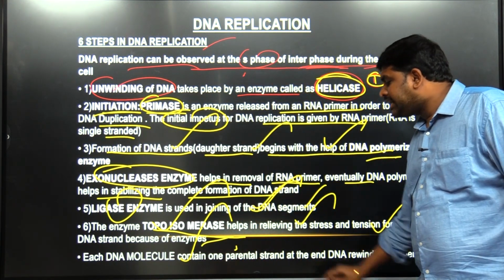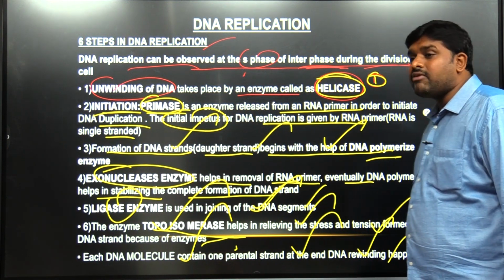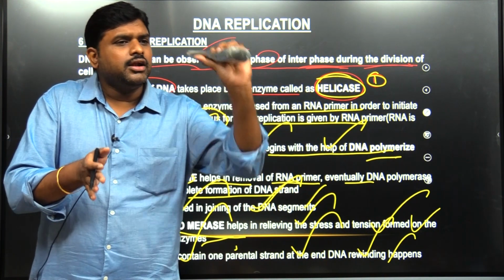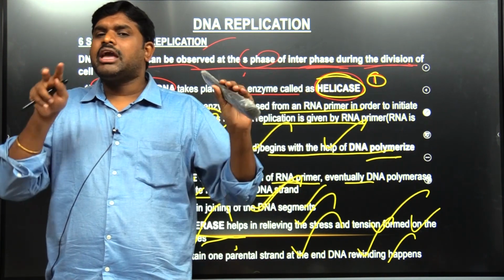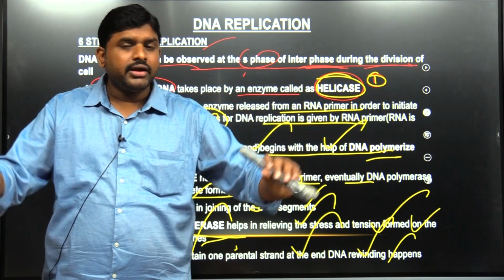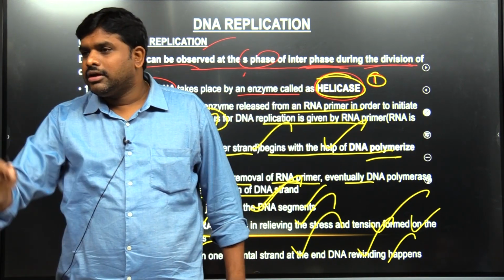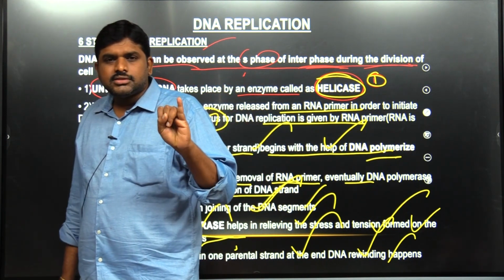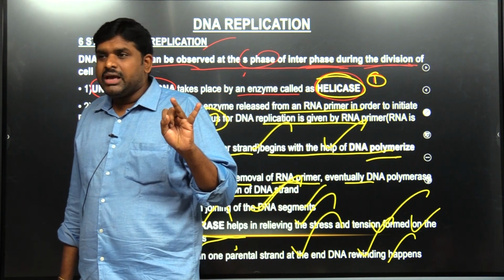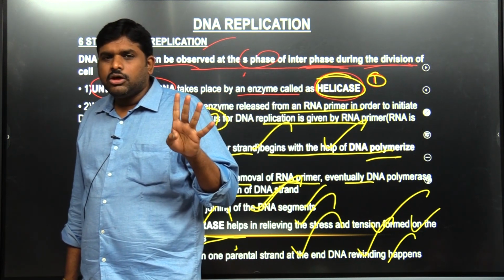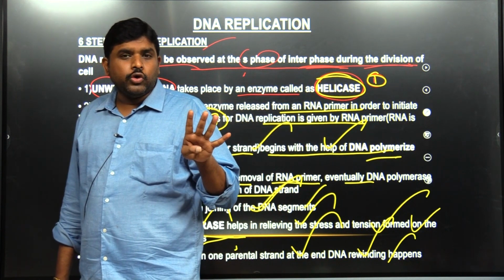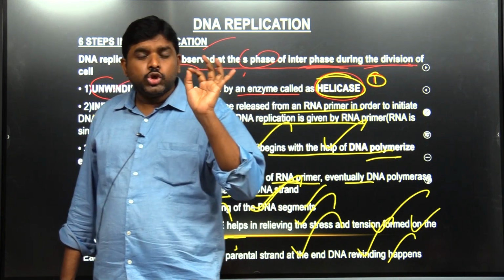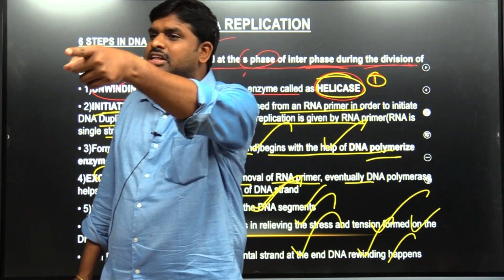Each DNA molecule contains one parental strand. At the end, DNA rewinding happens. So each DNA will have one parental, one daughter strand. 1 became 2, 2 became 4, 4 became 8. In that way, the DNA has got replicated. So the major role is of enzymes. First is helicase, second is primase, third is DNA polymerase, fourth is exonuclease, fifth is ligase, sixth is topoisomerase. So in DNA replication, the higher role is of enzymes.